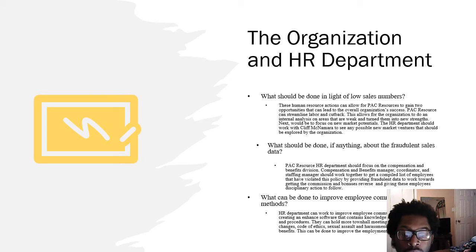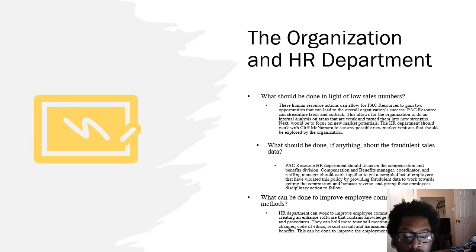Now we'll go over the organization as a whole and the human resource department. Questions. Question 1. What should be done in light of low sales numbers? Human resource actions can allow for PAC Resources to gain two opportunities that could lead to the overall organization's success. PAC Resources can streamline labor and cut back.